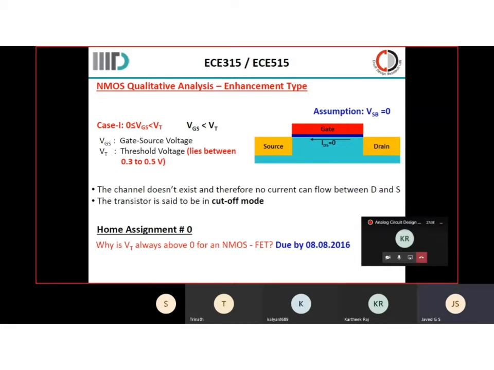When your VGS voltage is less than the threshold voltage, the channel doesn't exist, and therefore no current can flow between the drain and the source. The transistor is said to be in the cutoff mode. Now, what is cutoff mode? Cutoff mode is when you don't have any current flow between the drain and source. That is because the PN junction between the source and the bulk is still not turned on, and only when it gets turned on will you have some amount of current flow. So this is the cutoff mode.